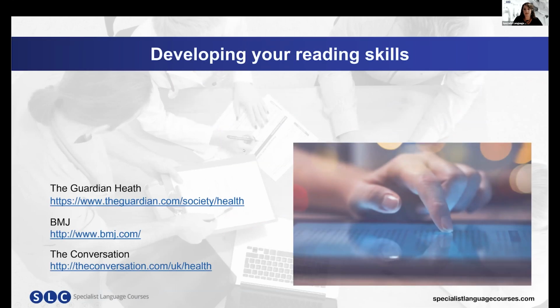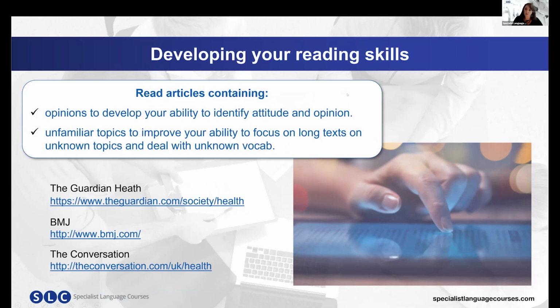So in order to be successful in reading C, you need to develop your reading skills. OET practice papers are a very good way to do this. However, you also need to develop your reading skills and read more widely and as often as possible. So you should read articles containing opinions to help you identify attitude and opinion, and also choose unfamiliar topics and topics that perhaps you wouldn't usually read in order to become more familiar with different topics and also be able to deal with unknown topics and vocabulary.